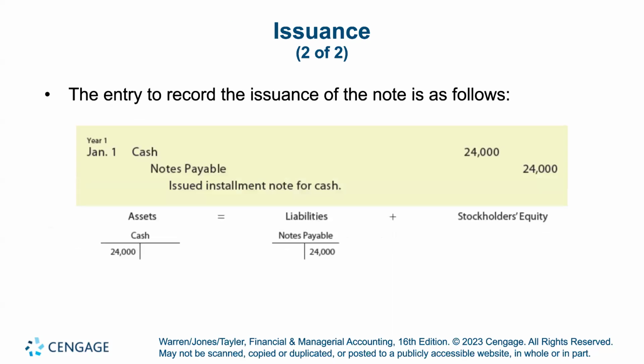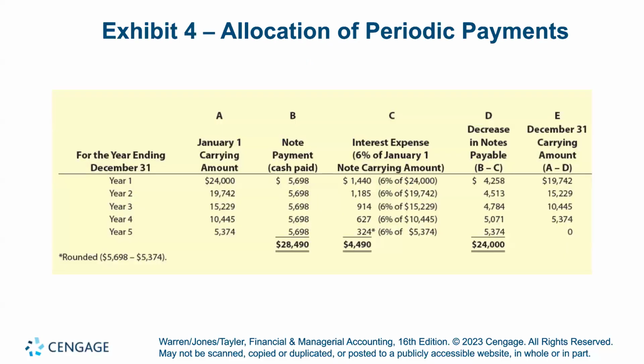So the issuance of an installment note looks the same. If somebody lends you cash, your cash goes up and your notes payable goes up. Looks the same as any other note. Okay. But the payments start to look a little bit complicated. They're not that complicated once you figure it out.